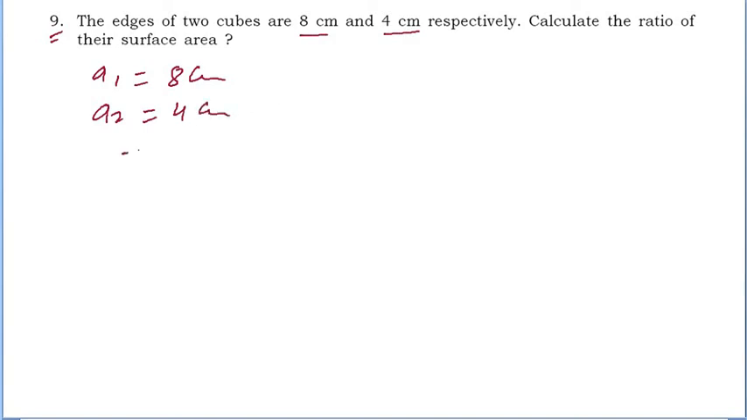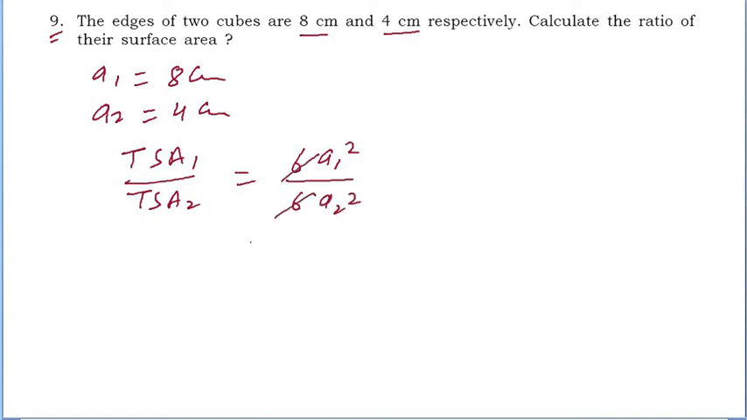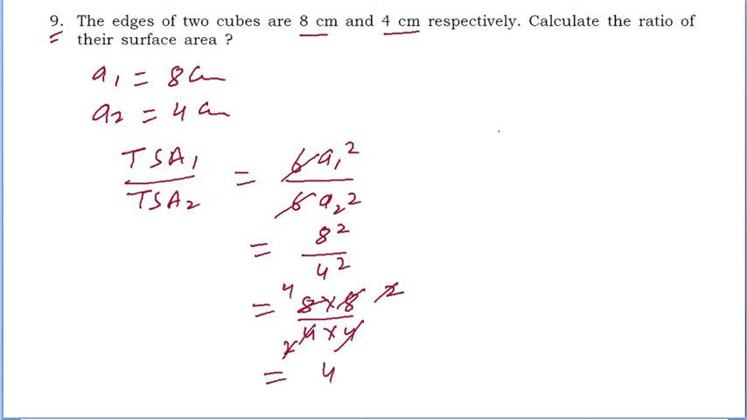Calculate the ratio of surface area, that is TSA1 upon TSA2. So the formula is 6A1 square upon 6A2 square. 6 will be cancelled out. Now put the value of A1. A1 is 8 square and here is 4 square. So 8 square means 8 into 8 and 4 square means 4 into 4. So 4 2 ja 8 and 2 2 ja 4 and 2 4 ja 8. So you have to write that in 4. So the ratio is TSA1 to TSA2, that is 4 to 1. So that will be your answer.